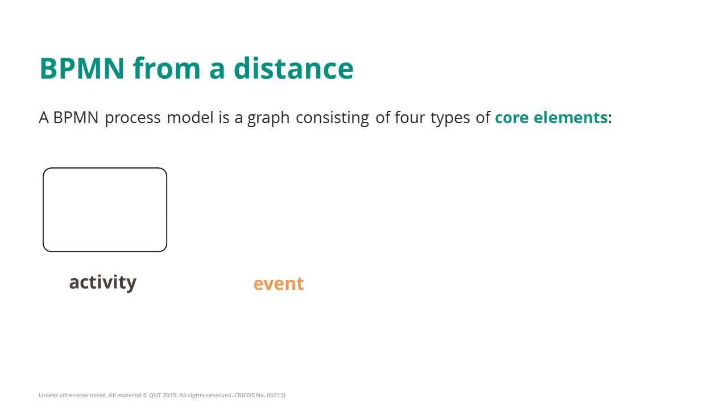Then we have the event, represented by a circle, and we have two types of events. We have the start event, a circle with a thin border, and the end event, a circle with a thick border. Events are something that happen instantaneously in the execution of the process, like the receipt of a purchase order or the sending of an invoice. The start event specifically is used to capture a trigger to a business process.